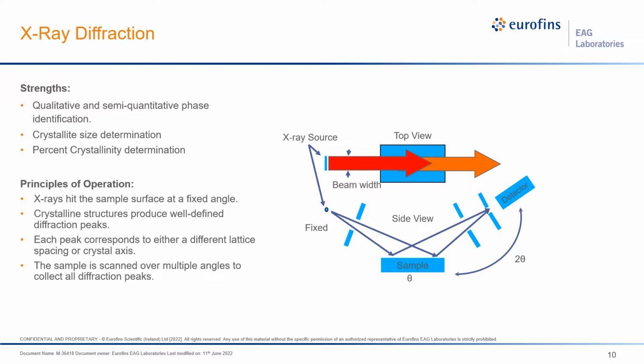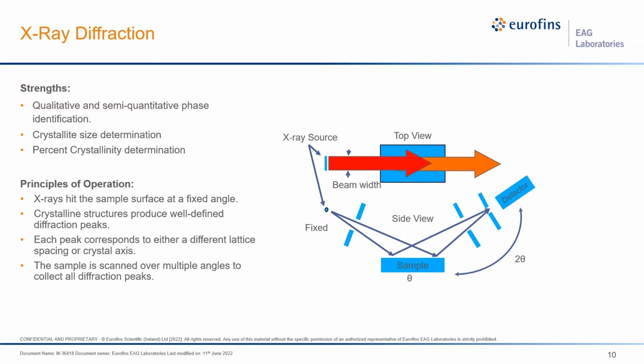X-ray diffraction can identify crystallographic phases of a material both qualitatively and semi-quantitatively. It can also determine crystallite size and percent crystallinity. In the drawing on the right, we see the X-ray beam coming in from the left-hand side of the sample.